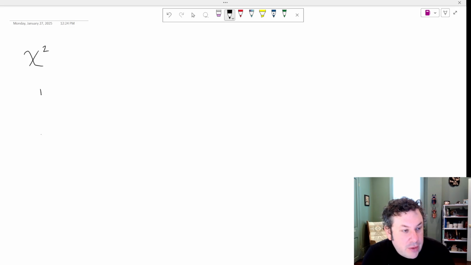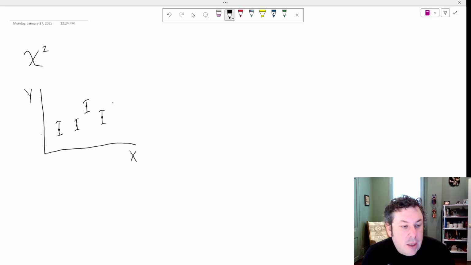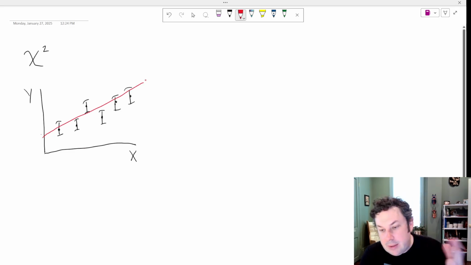So in order to understand it, let's draw some data. So I have some data here, and they each have their own error bars because we did a good job finding error bars. Of course, there's an x value and a y value. All right, so you have some data, and you say, okay, this data looks like it might be fit to a line, so I'll fit a line to it. Let's say the fit comes out something like that.